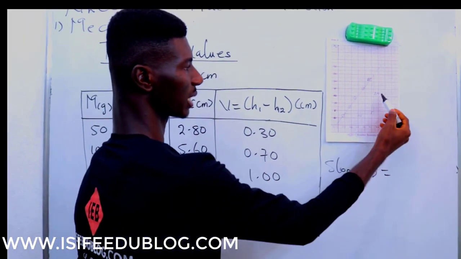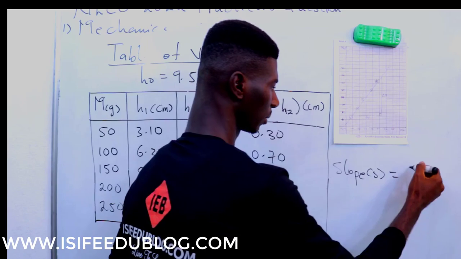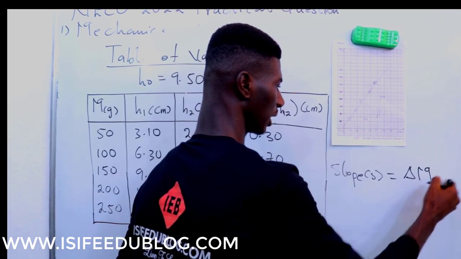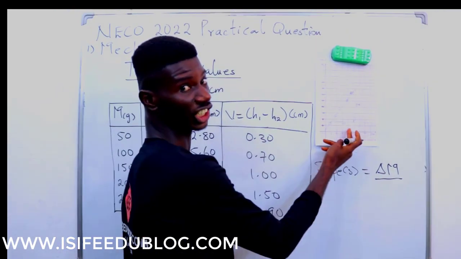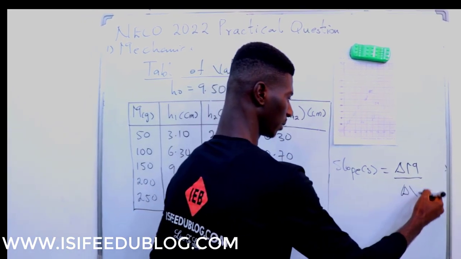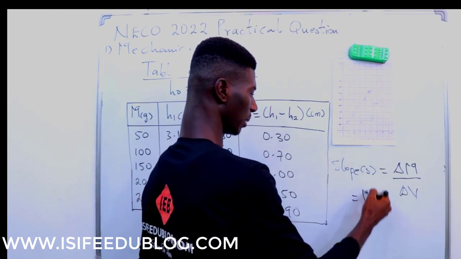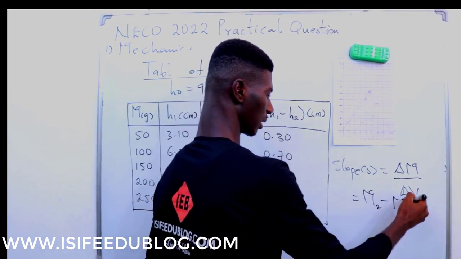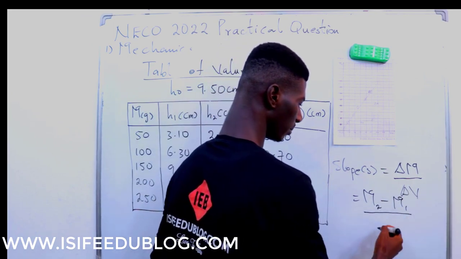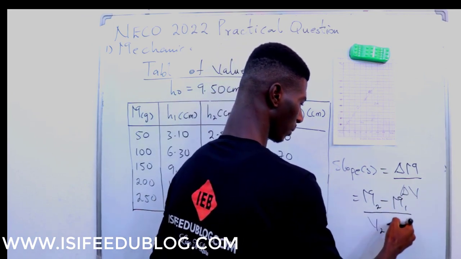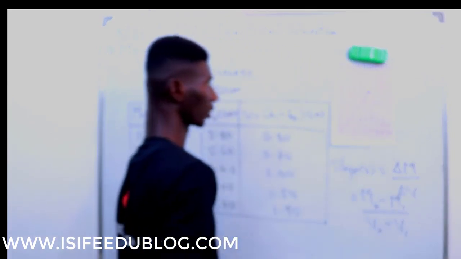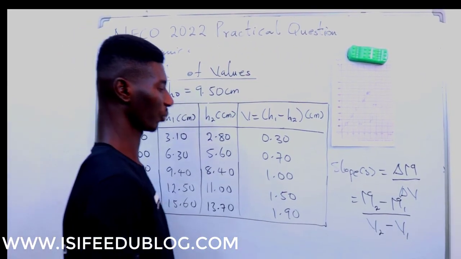What is slope? As you can see, change in M divided by change in V. So what does that mean? M2 minus M1 divided by V2 minus V1. So we are going to read it now and see how that works.